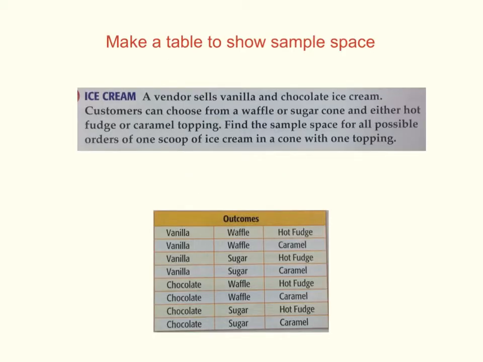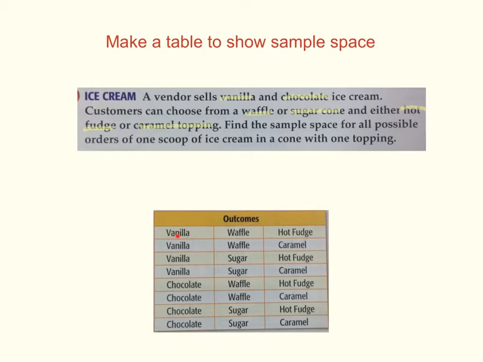One way I can show the sample space is by making a table like I have here. So in this case, it says a vendor sells vanilla and chocolate ice cream. So there are two kinds of ice cream. And customers can choose from a waffle or a sugar cone and either hot fudge or caramel topping. Then it says find the sample space for all the possible orders of one scoop of ice cream in a cone with one topping. So I can do that by creating a table like this. Now you'll notice on this table that it's very organized, okay?